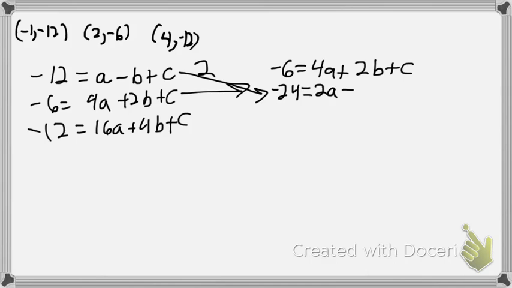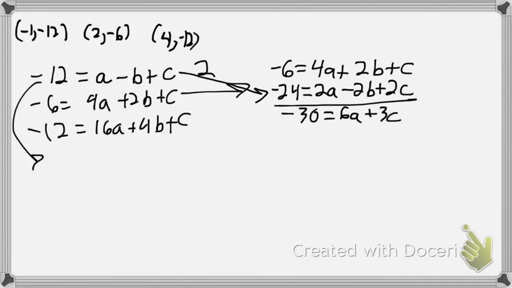So negative 12 times 2, negative 24. A times 2, 2a. Negative b times 2, negative 2b. Plus c is 2c. So that's going to give me negative 30 equals 6a plus 3c.